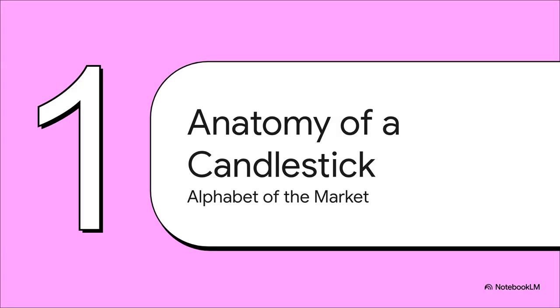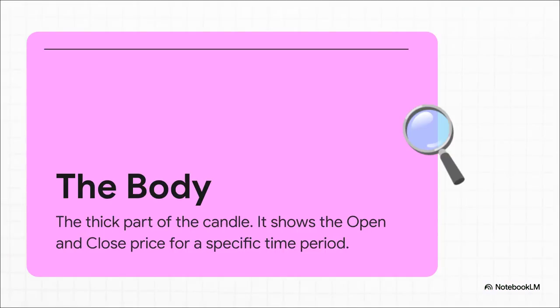Okay, so whenever you learn a new language, you've got to start with the alphabet, right? Well, in our case, the alphabet is the single candlestick. Every single one is a tiny snapshot of a battle between buyers and sellers. Let's break it down. First up, you've got the body. That's the main chunky part of the candle. Think of it as the core of the action. It tells you exactly two things: where the price started, the open, and where it ended, the close, for that period of time. Simple as that.